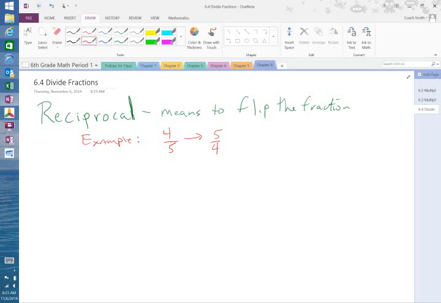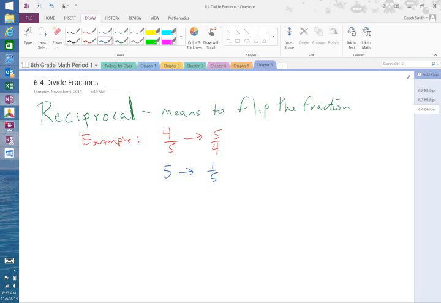Okay, if I had 5, the reciprocal of 5 would be what? 1/5. Okay, because what is 5 as an improper fraction? 5/1. Okay, and so you change 5/1 to 1/5.